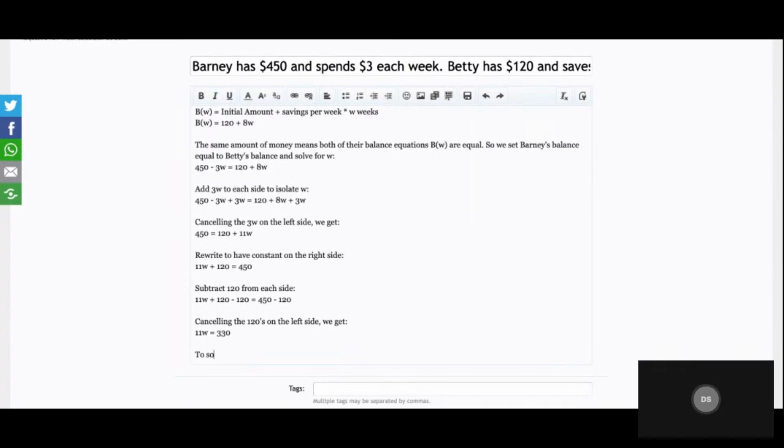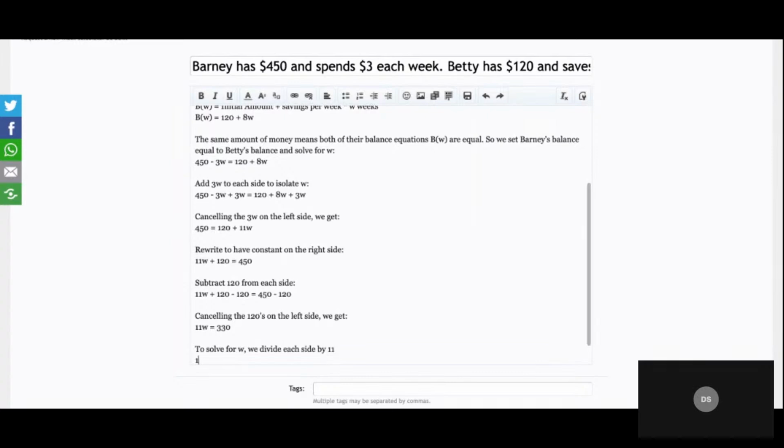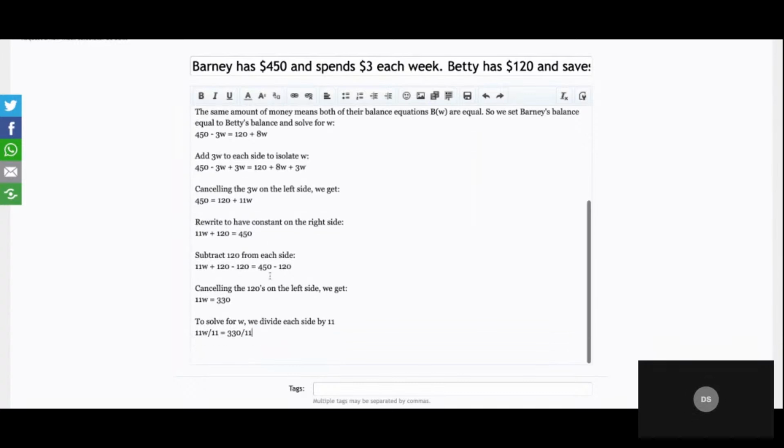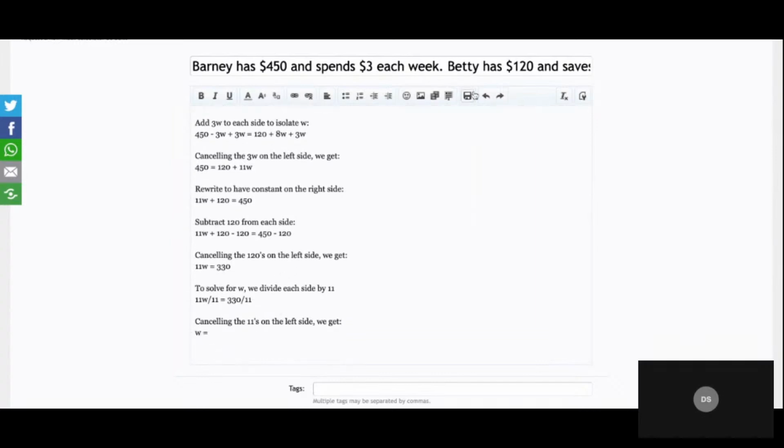So to solve for W, we divide each side by 11. 11W over 11 equals 330 over 11. Canceling the 11s on the left side, let me just do a quick calculator. 330 divided by 11 is 30. So that's our answer.